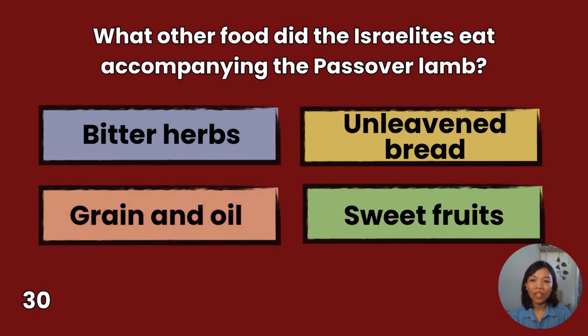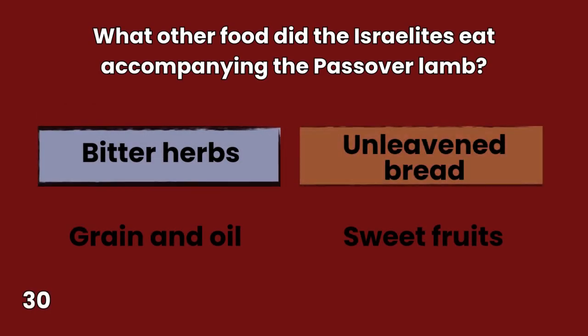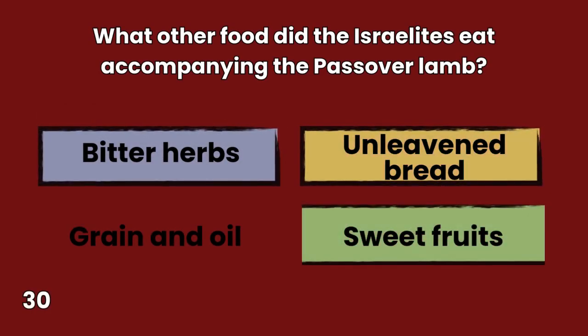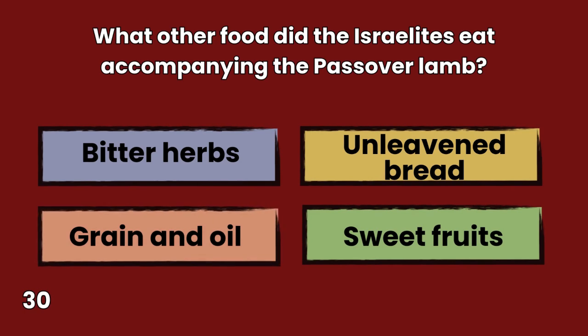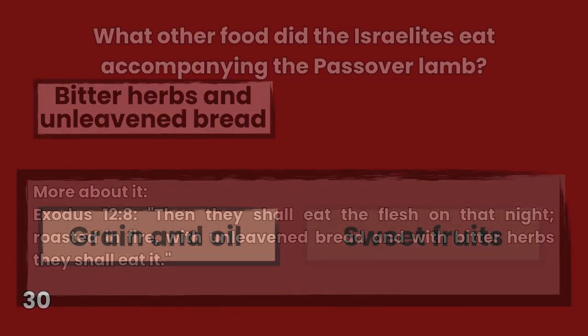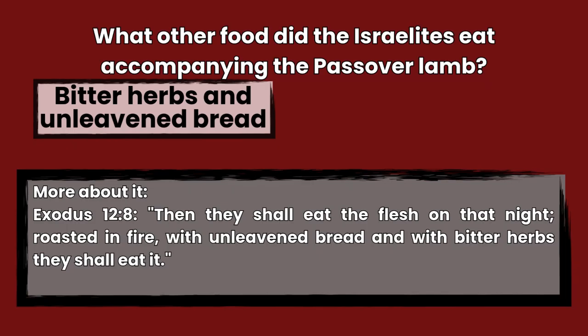30. What other food did the Israelites eat accompanying the Passover lamb? Bitter herbs, grain and oil, unleavened bread, sweet fruits. You have 10 seconds to answer. The answer is bitter herbs and unleavened bread. Exodus 12:8. Then they shall eat the flesh on that night, roasted in fire, with unleavened bread and with bitter herbs they shall eat it.